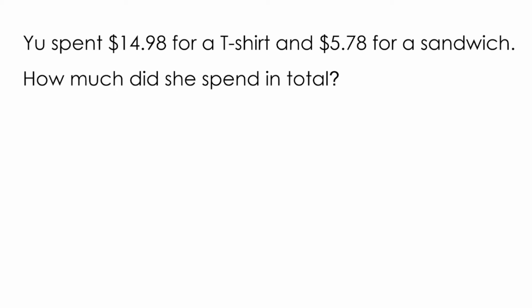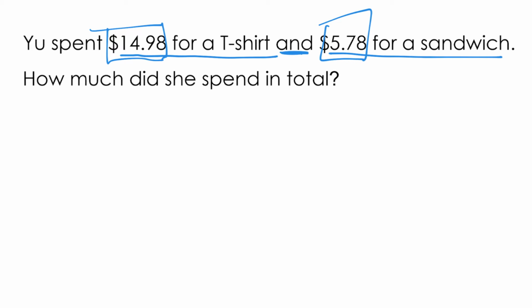Number 4, slide number 4. You spent $14.98 for a t-shirt and $5.78 for a sandwich. How much did she spend in total? So the key words here are she spent $14.98 for a t-shirt and $5.78 for a sandwich. So these are the numbers that we need to look at, and they're being added together because you bought two things.